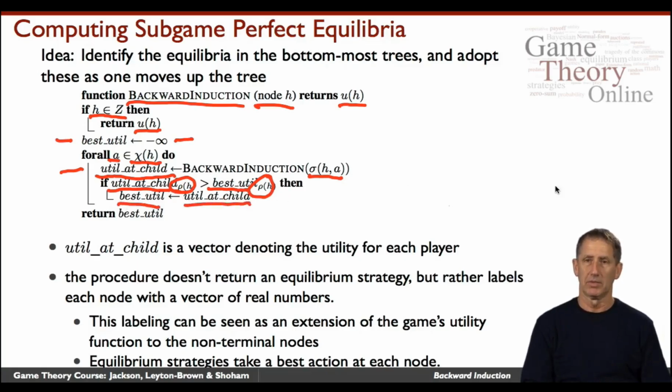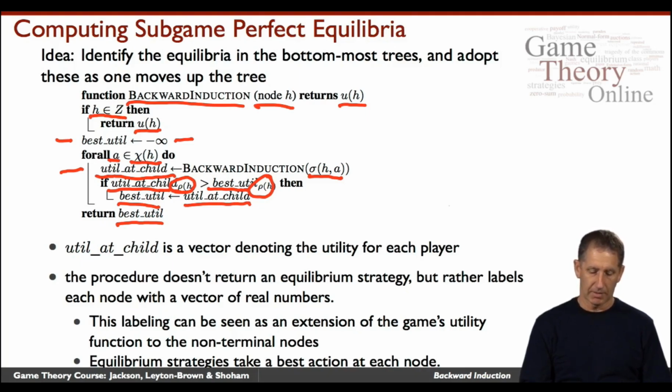Otherwise, leave it unchanged. And so in this way, we're cycling through all the children and finding, from the point of view of the agent to whom node H belonged, which of all the vectors is best. And again, the intuition is he will take the action leading to that child and we update that vector accordingly. And that's why when we're done, we're returning the best we found so far, called best util. That is the backward induction procedure.